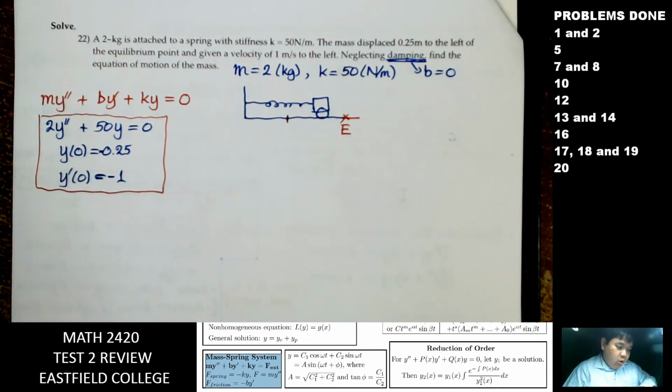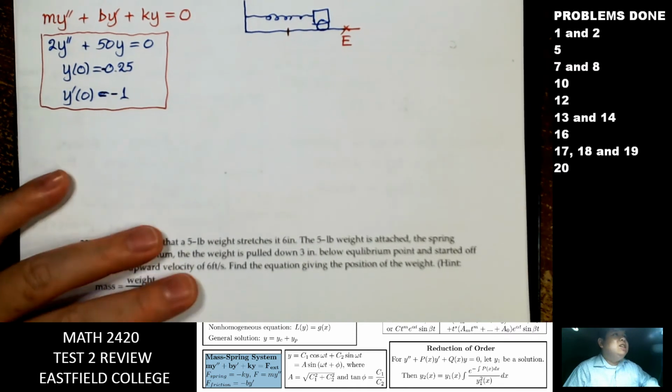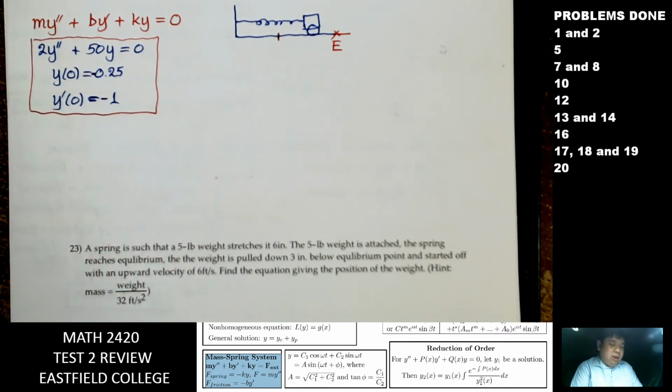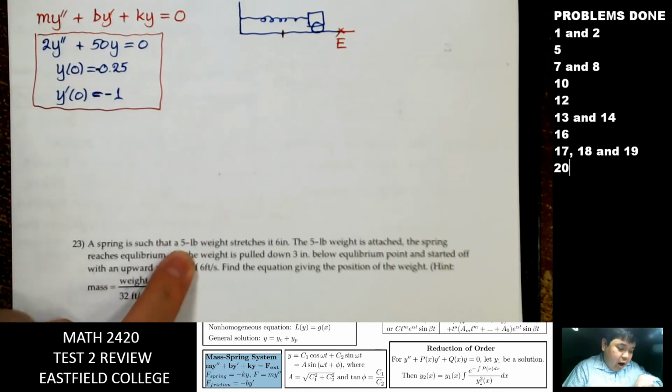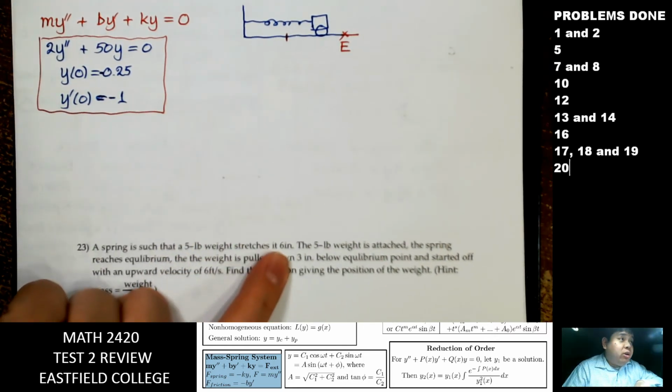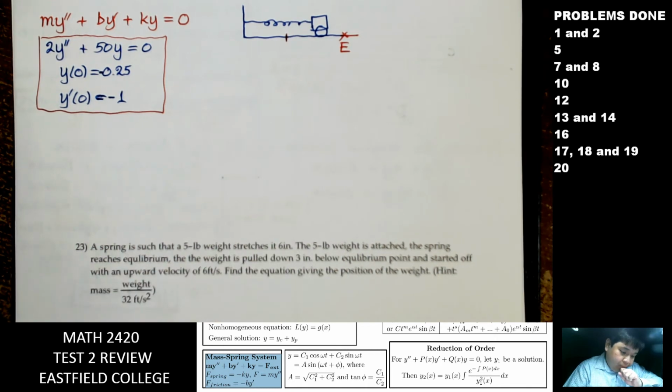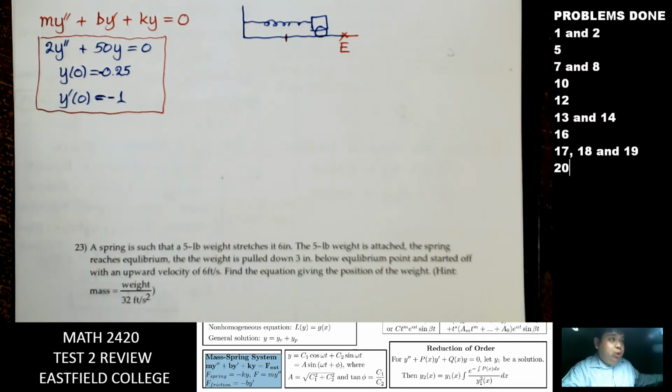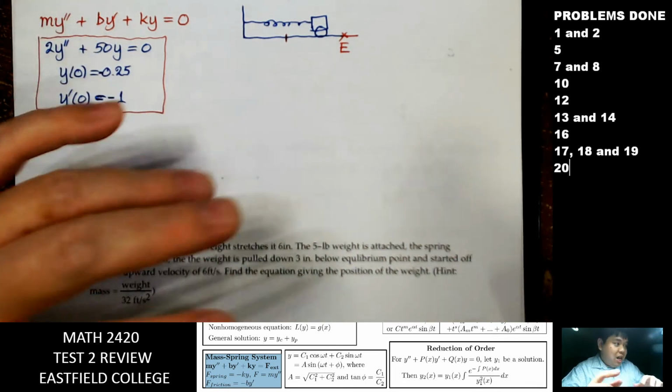I'll let you solve the equation. Pretty simple. Now we go to 22 instead. 22, a spring is such that a 5-pound weight stretches it 6 inches. So now that's a problem. The problem here is that we do not have the kilogram, we have the pound, and the pound is the unit of a force or a weight. So we have to convert that into mass.